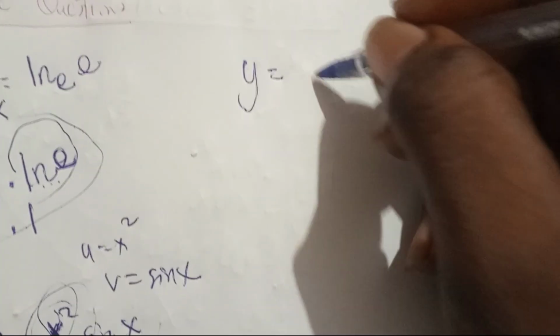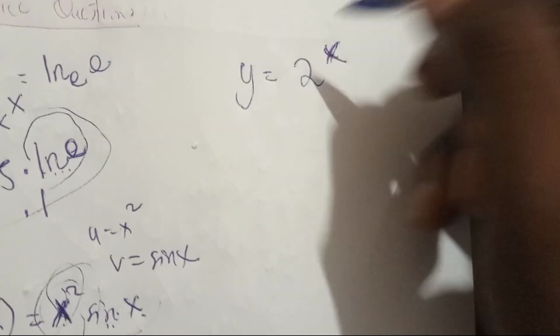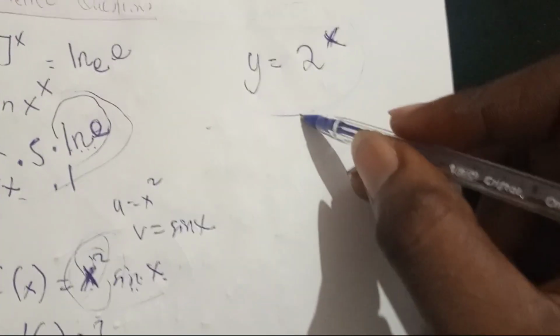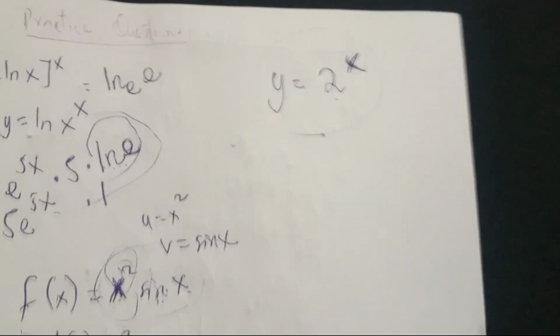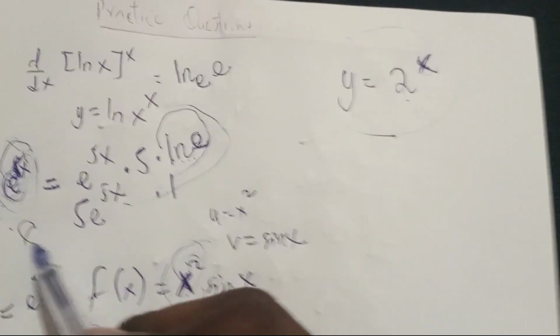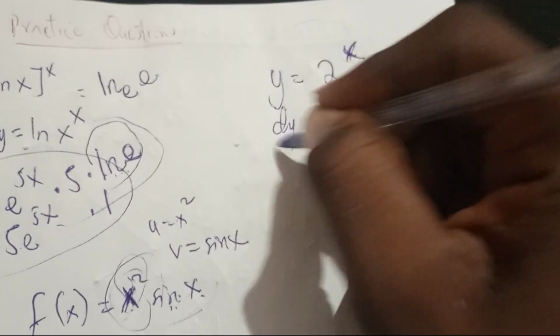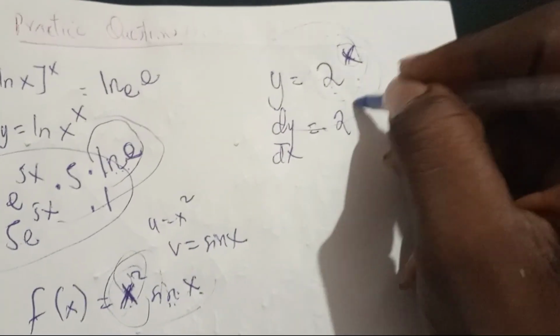So let's try more questions of these types. What about y is equal to, let's say, 2 to the power x? So how are we going to do this? As I said, if you see a function where a constant number is carrying the variable as an exponent, we have to follow the rule that we just applied over here. So for this one, we are going to get dy/dx is equal to, first we write the whole thing, that's 2 to the power x.